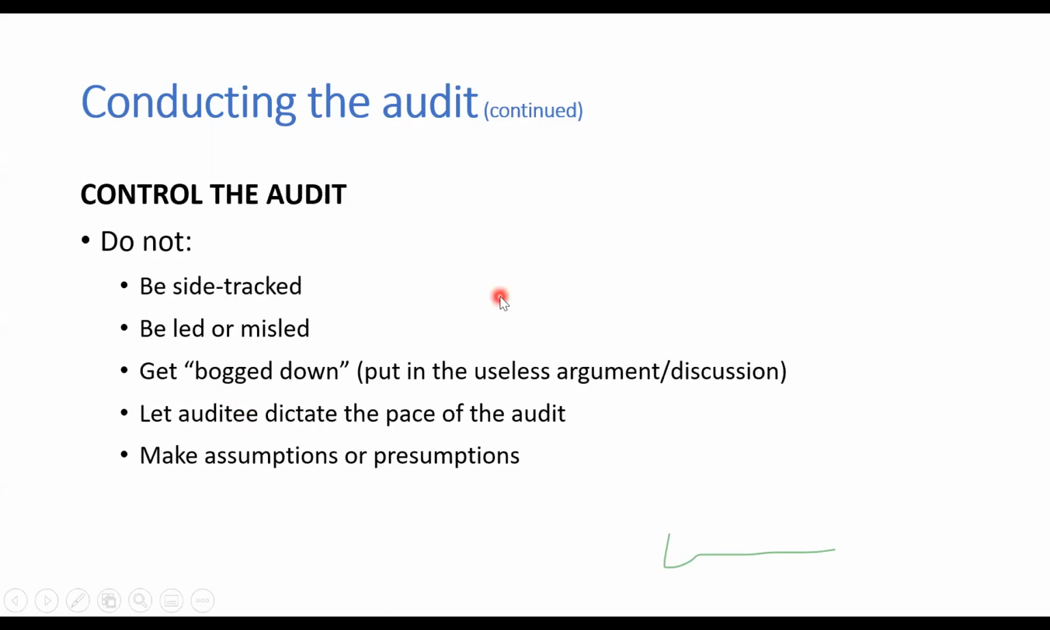Control of the audit: do not. Now in this slide we have do's and don'ts of the audit. So when we are controlling the audit, what do we need to not do? Don't be sidetracked. Sometimes the auditee will involve you in other kinds of discussions which are not included in your scope, or are not relevant to your audit criteria. They will involve you in such useless arguments.